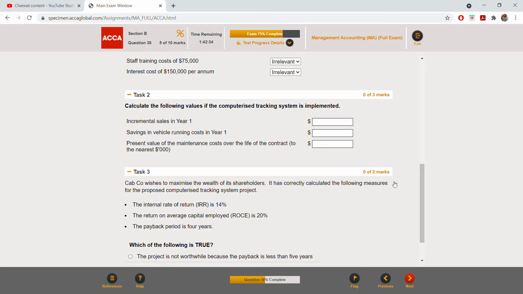Now coming to task 2. Here you have to calculate the following values if the computer tracking system is implemented. So what would be the incremental sales in year 1?